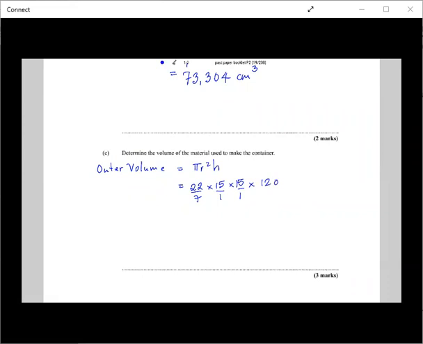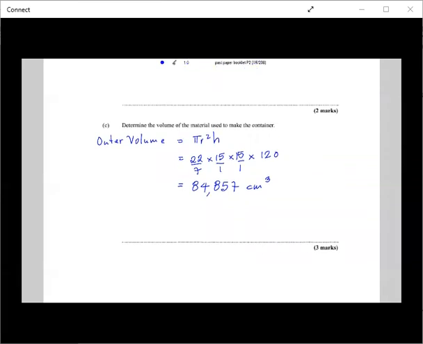So let's work this out. You're going to multiply 22 by 15 by 15, multiply by 120, and divide all of that by 7. Ladies and gentlemen, the outer volume would be 84,857 centimeters cubed. That's the outer volume.